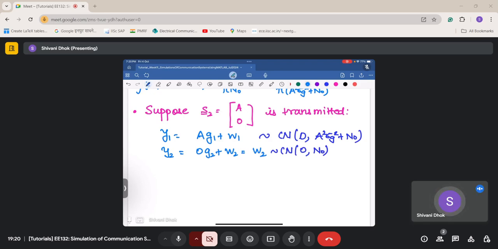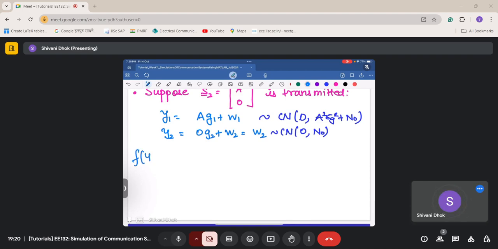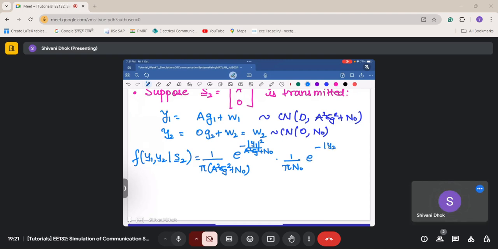Now again we can write the PDF f of y1, y2 given s2. That will be equal to the PDF of y1 multiplied by the PDF of y2. So that will be equal to 1 upon pi a square sigma g square plus n naught multiplied by e power minus y1 square divided by a square sigma g square plus n naught, whole multiplied by the PDF of y2, which is 1 over pi n naught into e power minus y2 square by n naught.